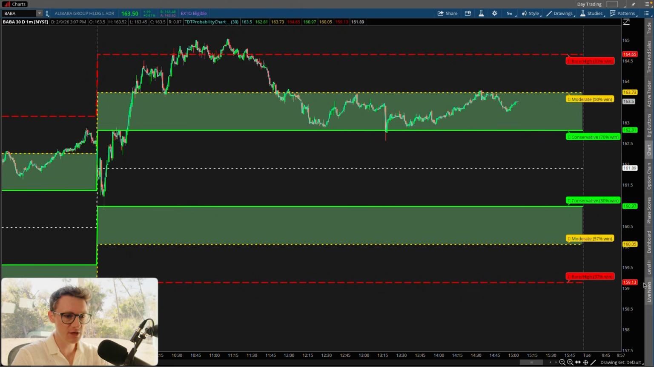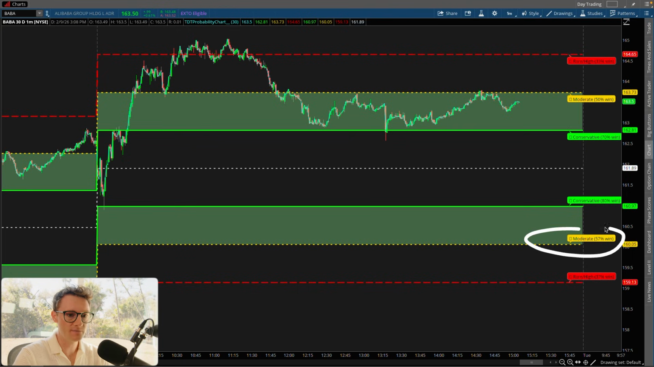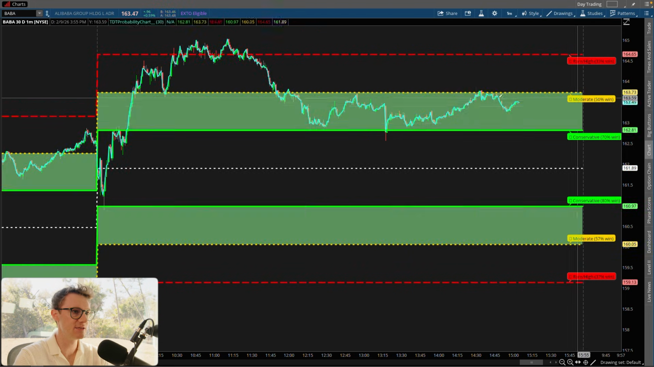Now on the downside, we could see our rare level on the downside. We know there's a 37% chance BABA will trade down into this level. So those are going to be our further outmost levels. And then on the inside, we've got moderate. We can see there's a 57% chance that BABA is going to hit 160.05 to the downside. And then on the upside, we can see there's a 50% chance that BABA is going to hit 163.73.